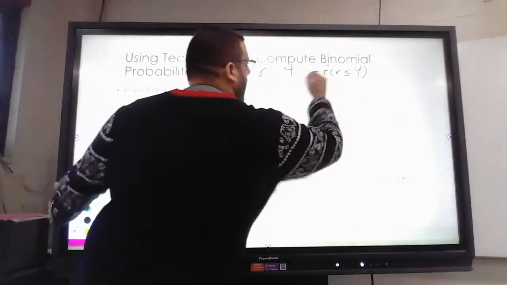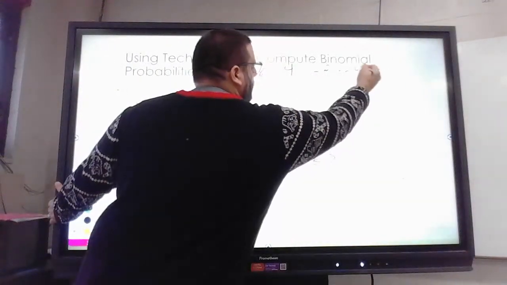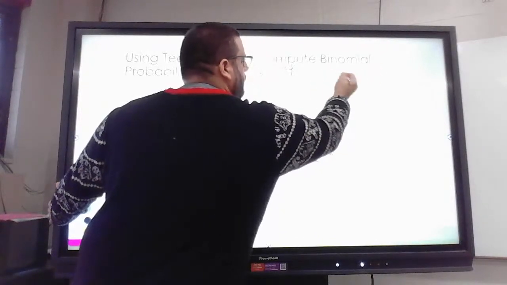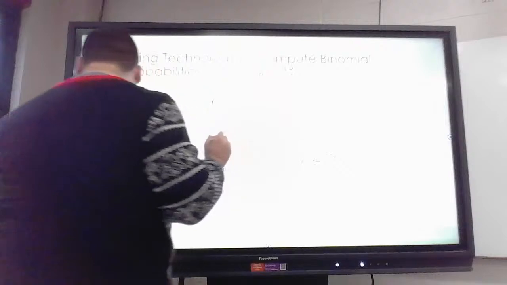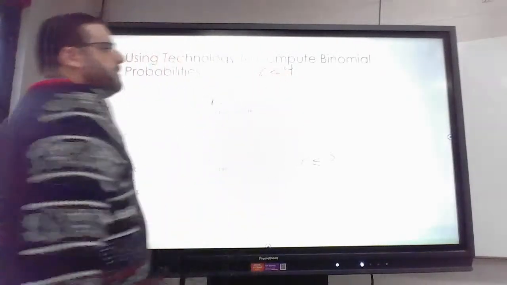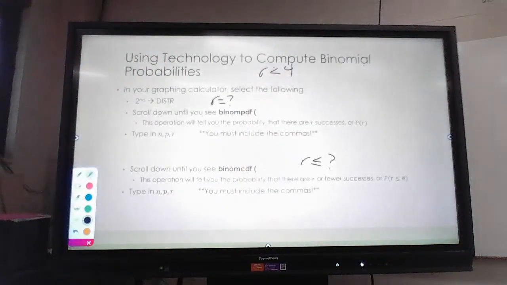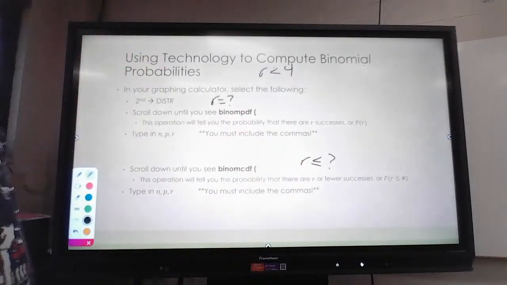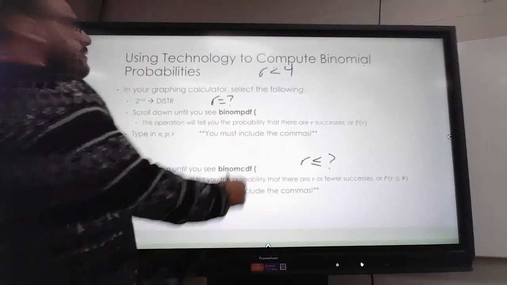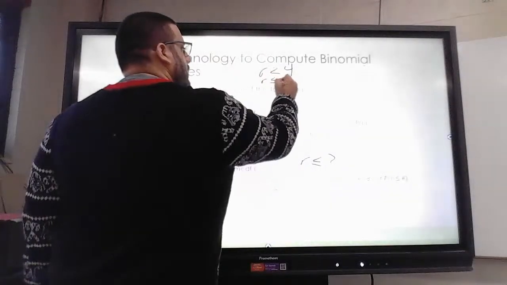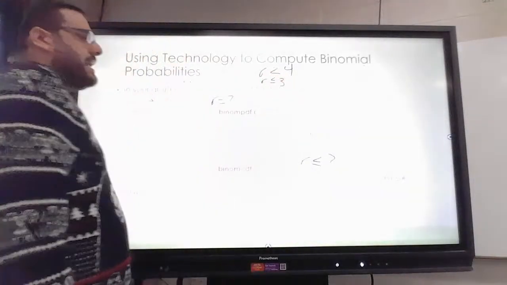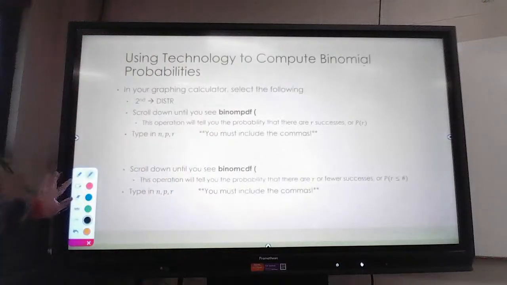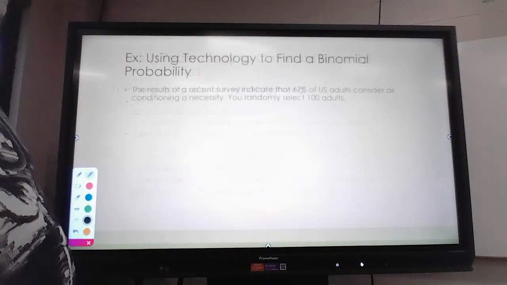Now, let's say we just have R strictly less than 4. Well, I can't use a binomial CDF because CDF is less than or equal to 4. But if I go one number down, that's the same thing. And I could use a binomial CDF with that value. But enough talking about it, let's actually practice this.